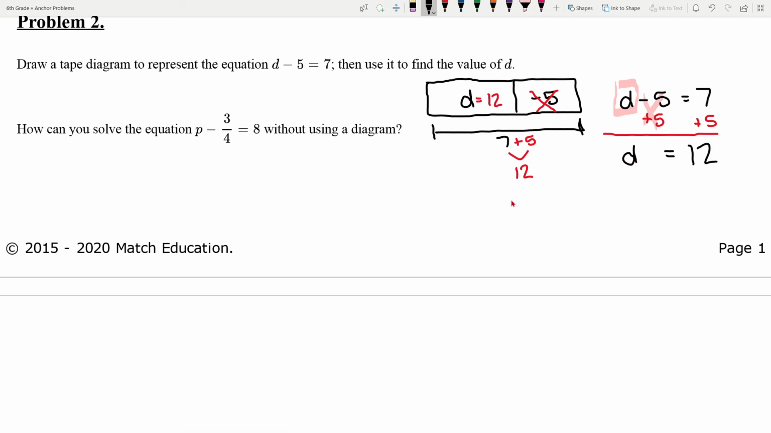So d equals 12. So how would we solve p minus 3/4 equals 8 without using a diagram? Well, if our goal is to solve for the p, what's the opposite of minus 3/4? Adding 3/4. So if we add 3/4 to both sides of this equation, the minus 3/4 plus 3/4 cancels out, that's 0. On the left side of the equation, we're left with p equals 8 3/4.